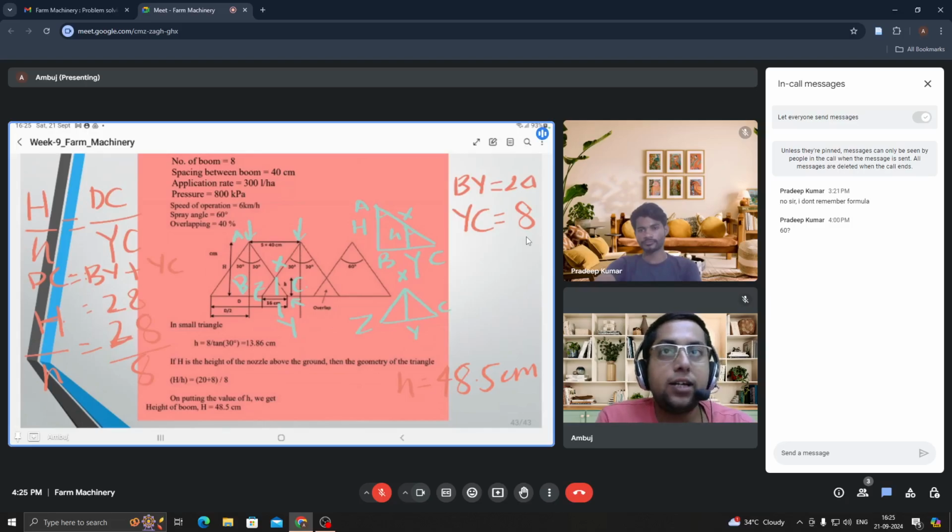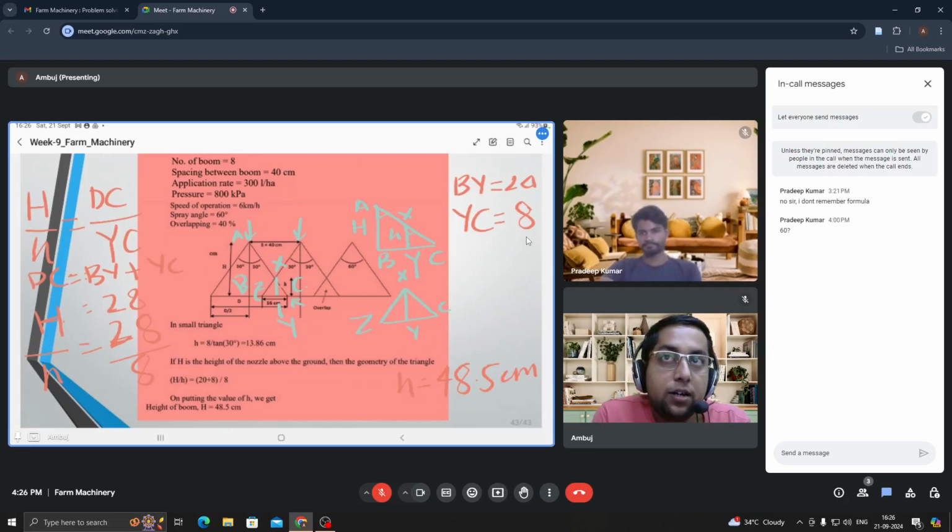I will tell you the approach. In this question, I have been asked what the height of the spray is. I have been given the distance between two nozzles as 50 centimeters and the spray angle as 60 degrees. Half of 60 degrees is 30 degrees, so I have made the geometry like this. Then the overlap is 40% of the nozzle spacing, and 40% of 40 is 16 centimeters. Then I have made the entire figure.